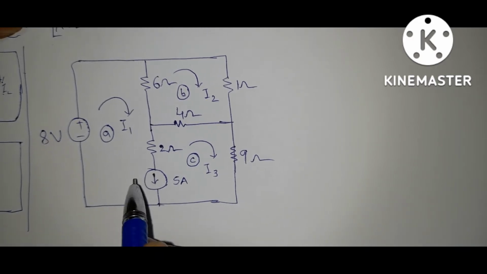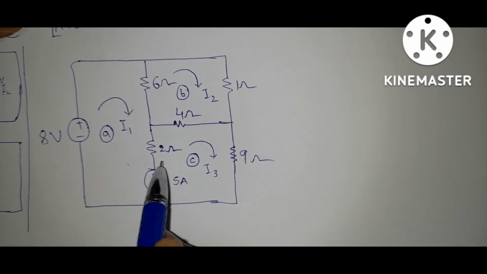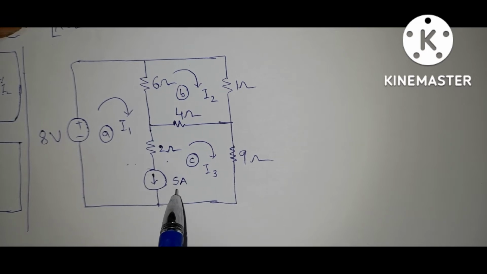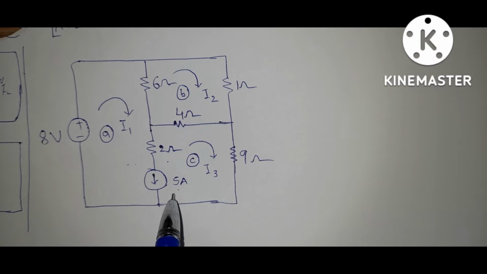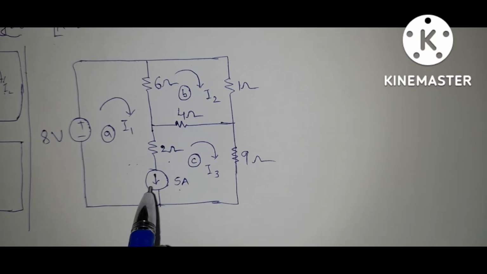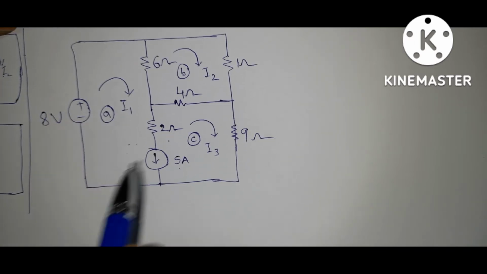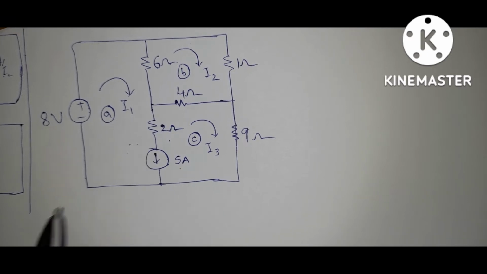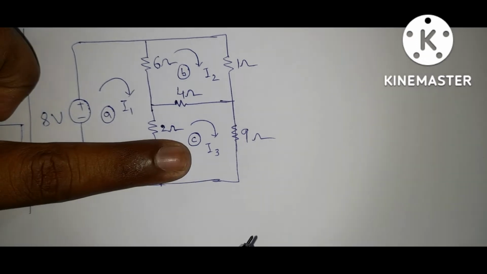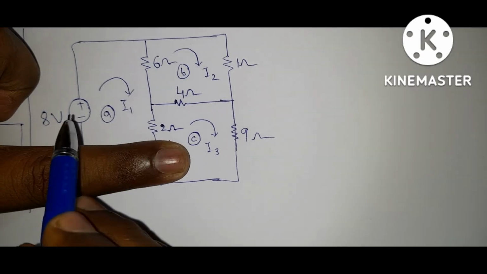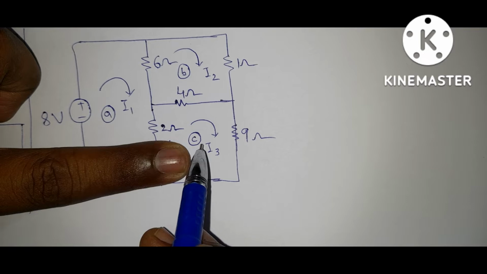Now, if you observe here, in between these two meshes there exists an independent current source. So we need to apply the supermesh technique. First, in the supermesh technique, what we are doing? First, open the current source. Open the current source means just forget about this one. Then write the equation for I1 and I3 combinedly.